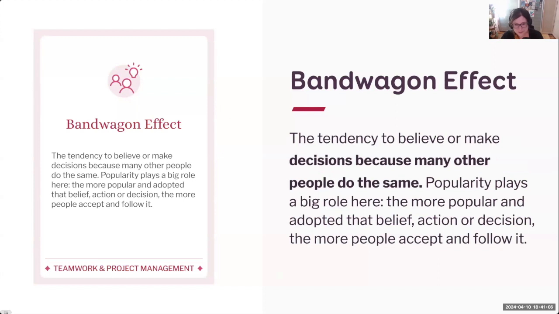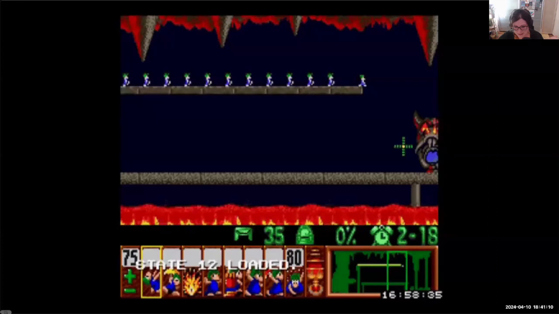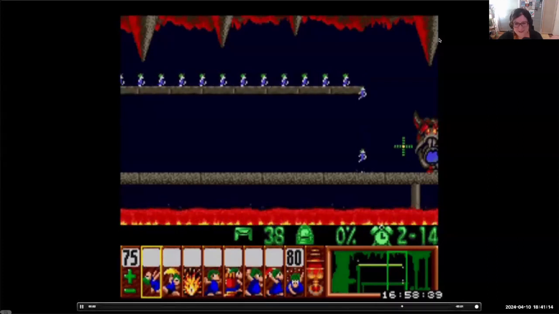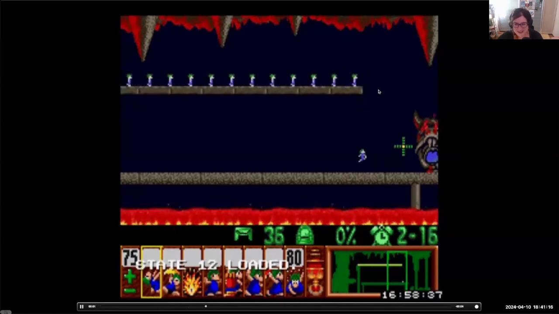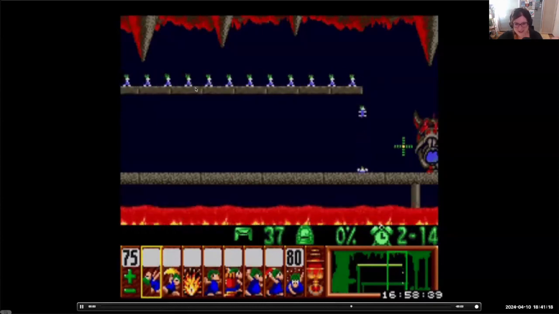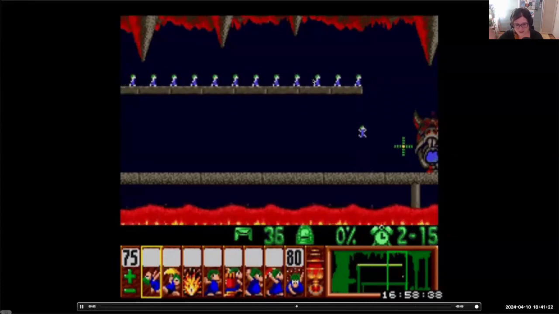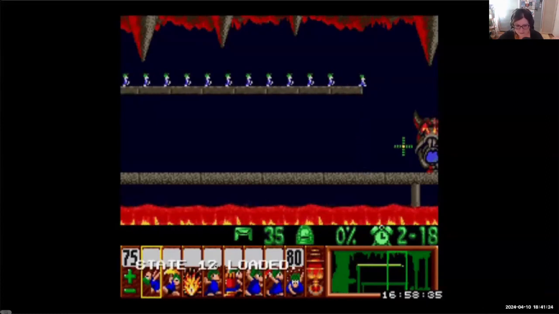Another example is the bandwagon effect. It can be summarized like this. I don't know if you know this game, but it's basically a very old school game where you need to place them, and otherwise they all follow the same one. So if you don't put a stop here, they will just fall forever. So let me go back.